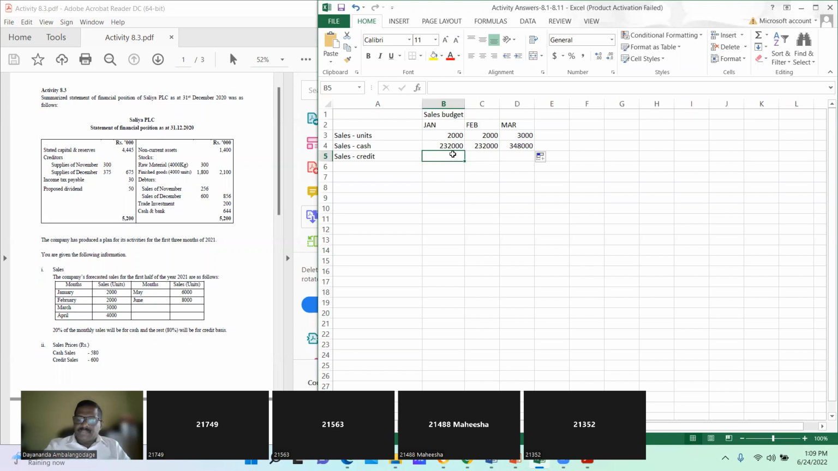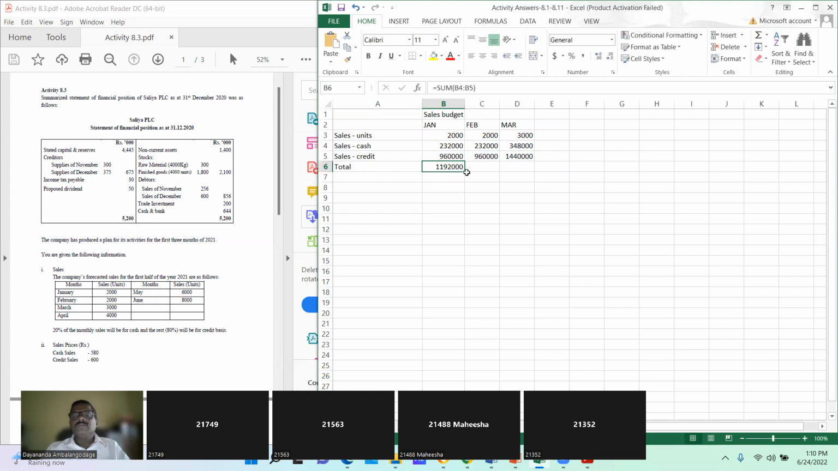Then again, the credit sales 2000, that is 80% and multiplied by 600. Agree? So thereby that is my credit sales. That is the budget. So you can see total. All these are in rupees. Very simple.